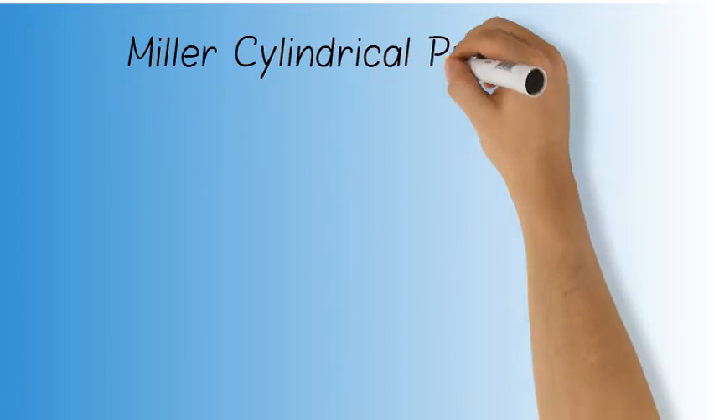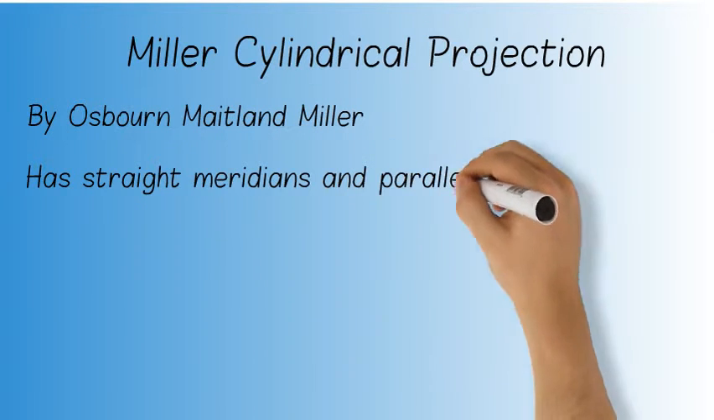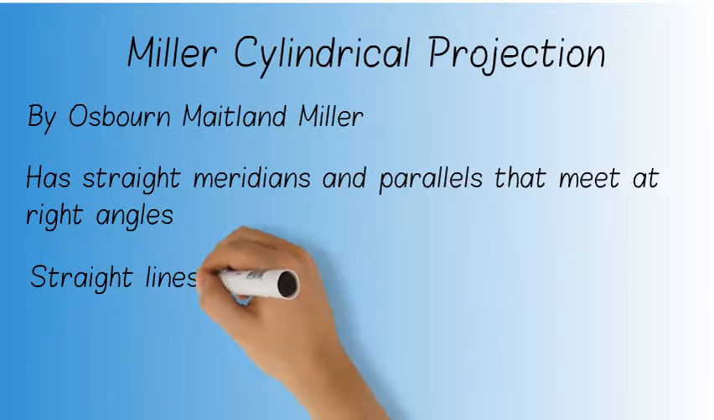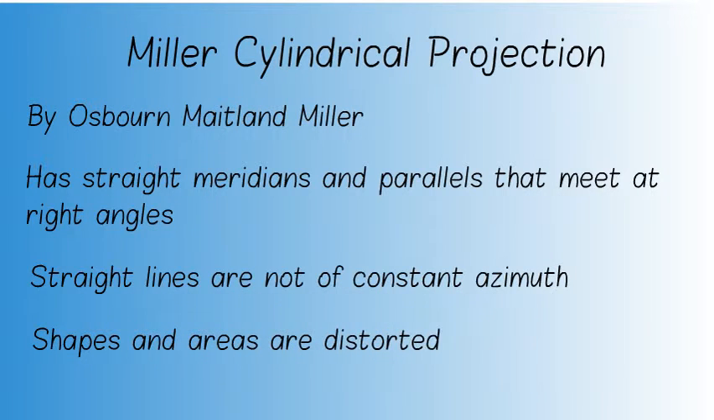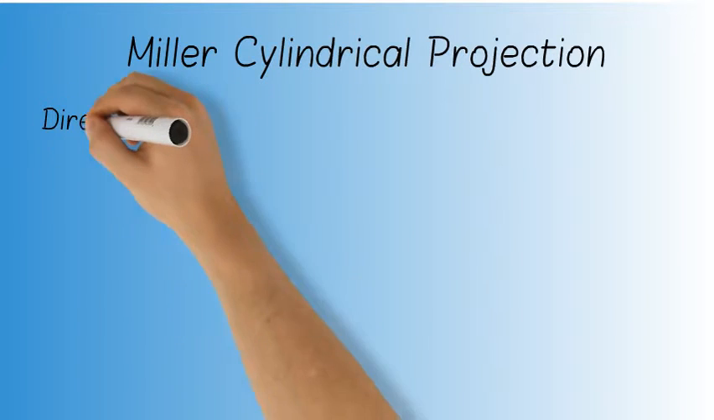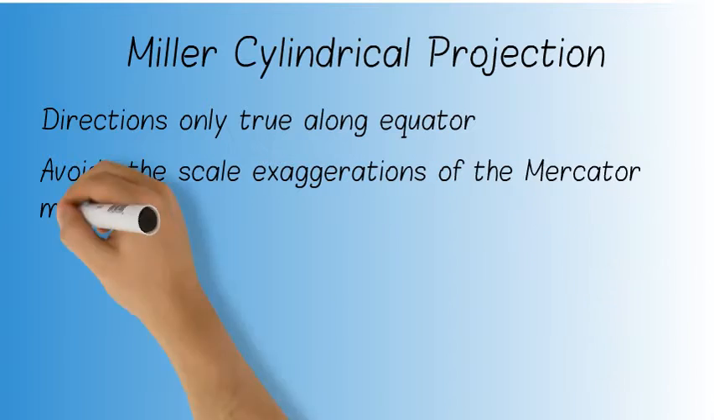The Miller Cylindrical projection, by Osborne Maitland Miller. Has straight meridians and parallels that meet at right angles. Straight lines are not of constant azimuth. Shapes and areas are distorted. Directions are only true along the equator, and it avoids the scale exaggerations of the Mercator map.